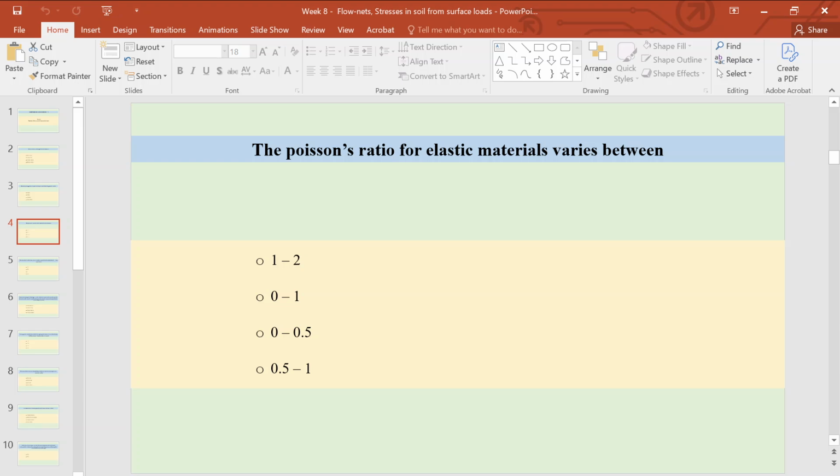I repeat the question. The Poisson's ratio for elastic materials varies between: first option, 1 to 2; second option, 0 to 1; third option, 0 to 0.5; last option, 0.5 to 1. Okay. Next question.